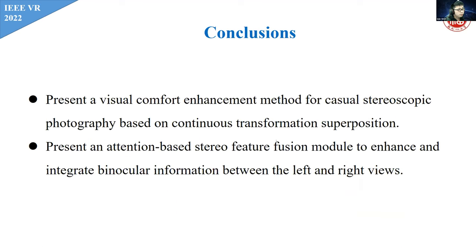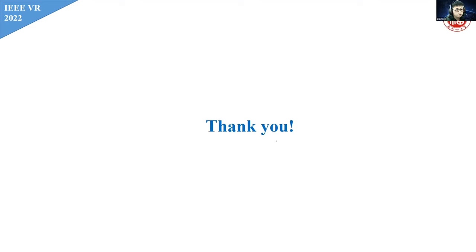Finally, we summarize our work as follows. In this paper, we propose a method for casual stereoscopy photography based on continuous transformation superposition under an attention-based stereo fusion module to enhance and integrate binocular information between the left and the right views. That's all. For more details, please refer to our paper.